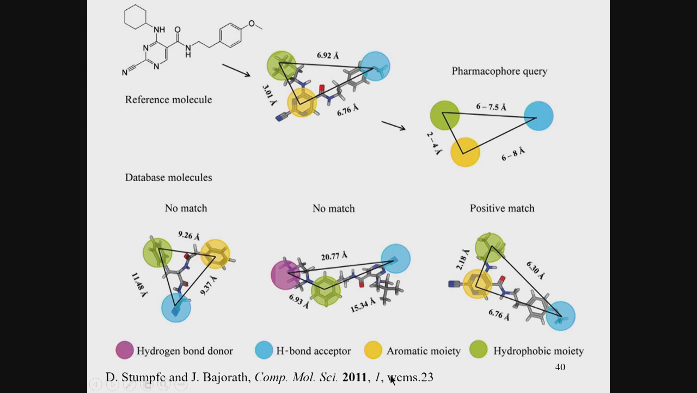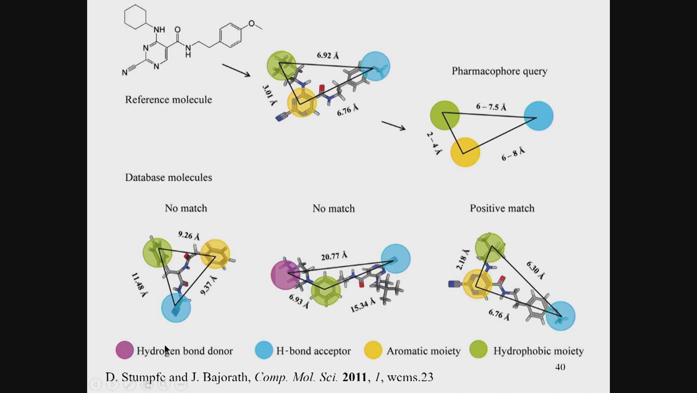The green ones are the hydrophobic groups, the blue are H-bond acceptors, and the yellow are aromatics. And this is a representation of this in terms of those three pharmacophore points. We measure the distance between them because that's important. It's nearly 7 angstroms between these two, nearly 7 between these two, and about 3 between these two. Then we take away the molecule and we're left with this. We expand out the distances a little bit because we know that it's a little flexible and doesn't need to be that tight. And we use this as our query. Now we take this query and apply it to our database.